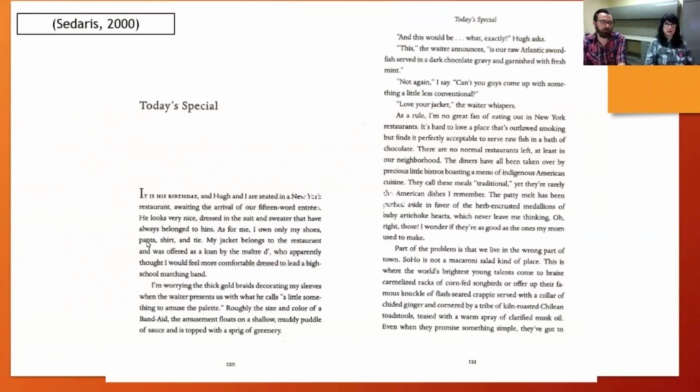And again, if this is a little not visible, as if the other one was as well, sorry, but we can kind of explain it. Yeah, so take a moment, look through this. This is part of an essay by David Sedaris called Today's Special.